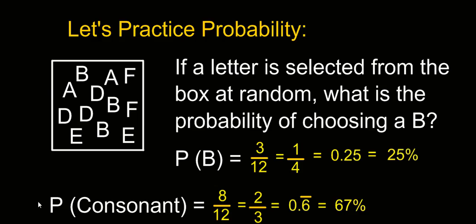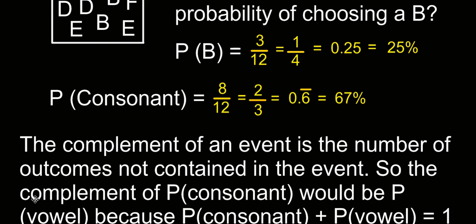Now, what if I asked you to find the probability of not being a consonant? Or we could say the probability of a vowel. This is what we call the complement of an event. It's the number of outcomes that are not contained within the event itself. So everything that's not a consonant would be a vowel. So we could either say the probability of not a consonant, or we could say the probability of a vowel is the complement of the probability of a consonant.